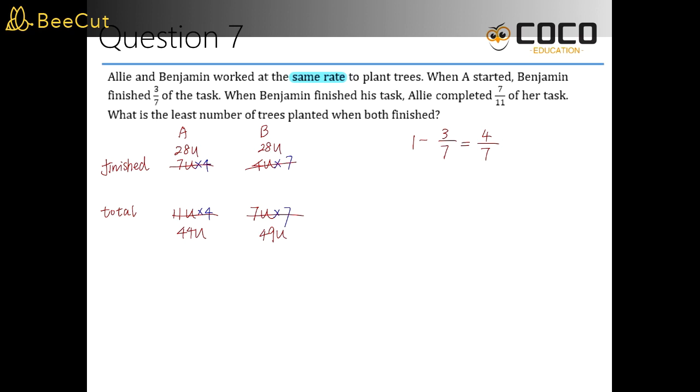Find the least number of trees planted when both finished. So the total is 44u plus 49u. That's 93 units. This has to be a whole number, so the least value of u is 1. So 1u equals 1. 93 units equals 93.